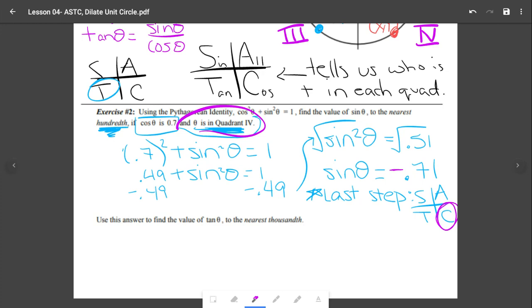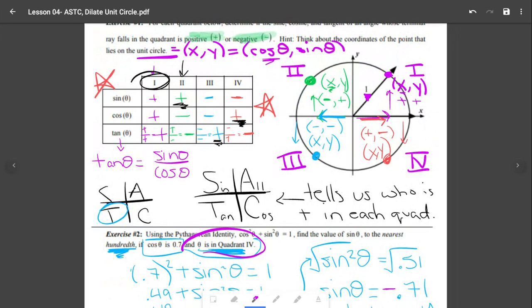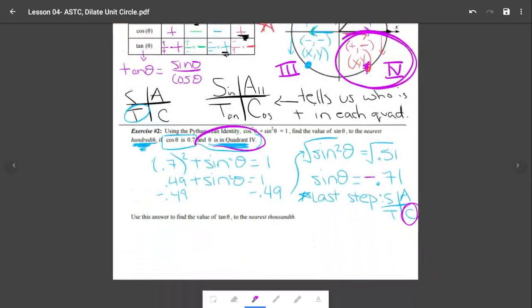And again, the reason it's negative comes back to up here, 4th quadrant, sine is the y value. And if I'm in the 4th quadrant, I have to be on the negative side of the y-axis. So since y is negative, sine has to be negative. So that is why we have this negative 0.71.